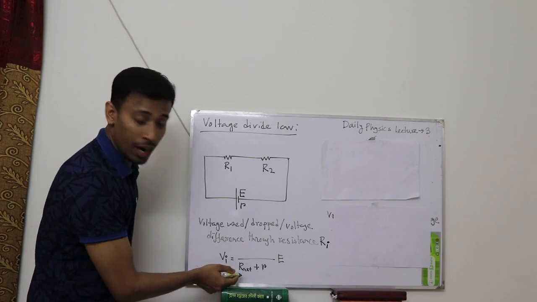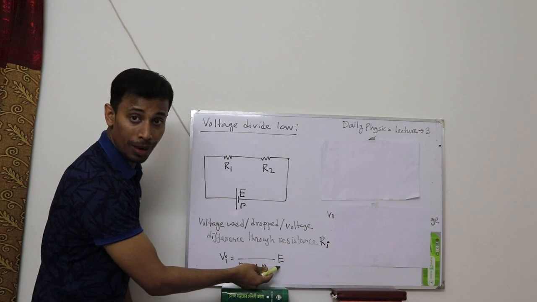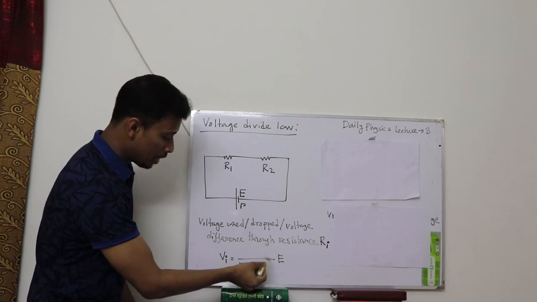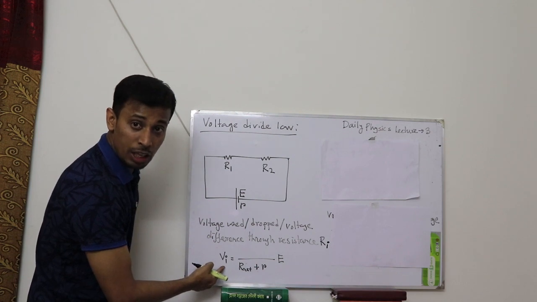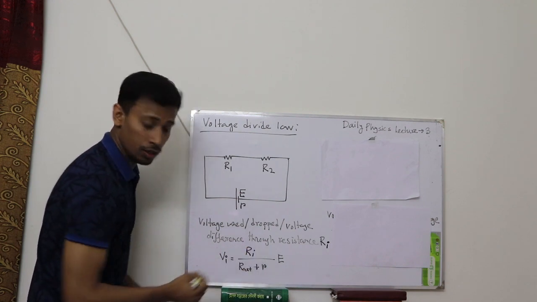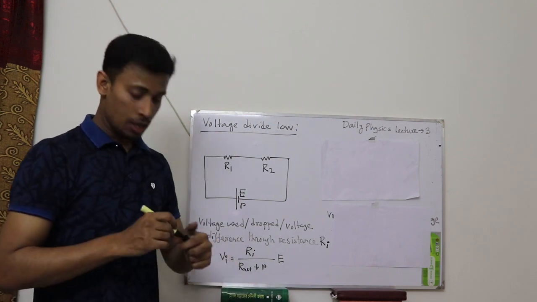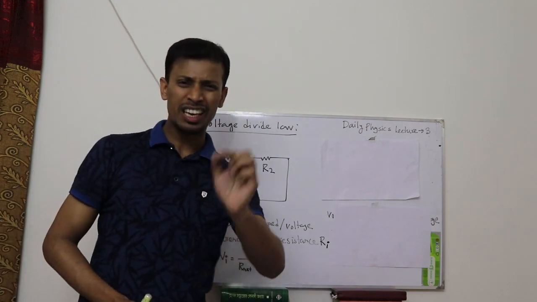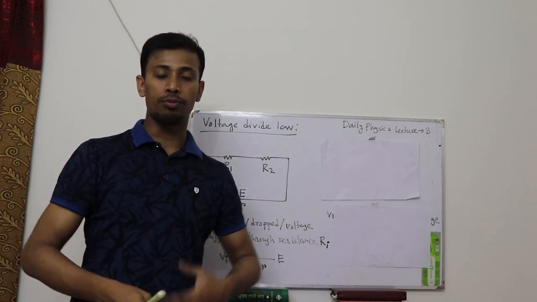At the bottom you have to write R out plus small r, multiplied by E, that is the EMF, and at the top, for the voltage used by Ri, Vi, you have to write Ri. So that's the voltage divider. It's a little confusing, right? If I give you an example, it will be more clear.